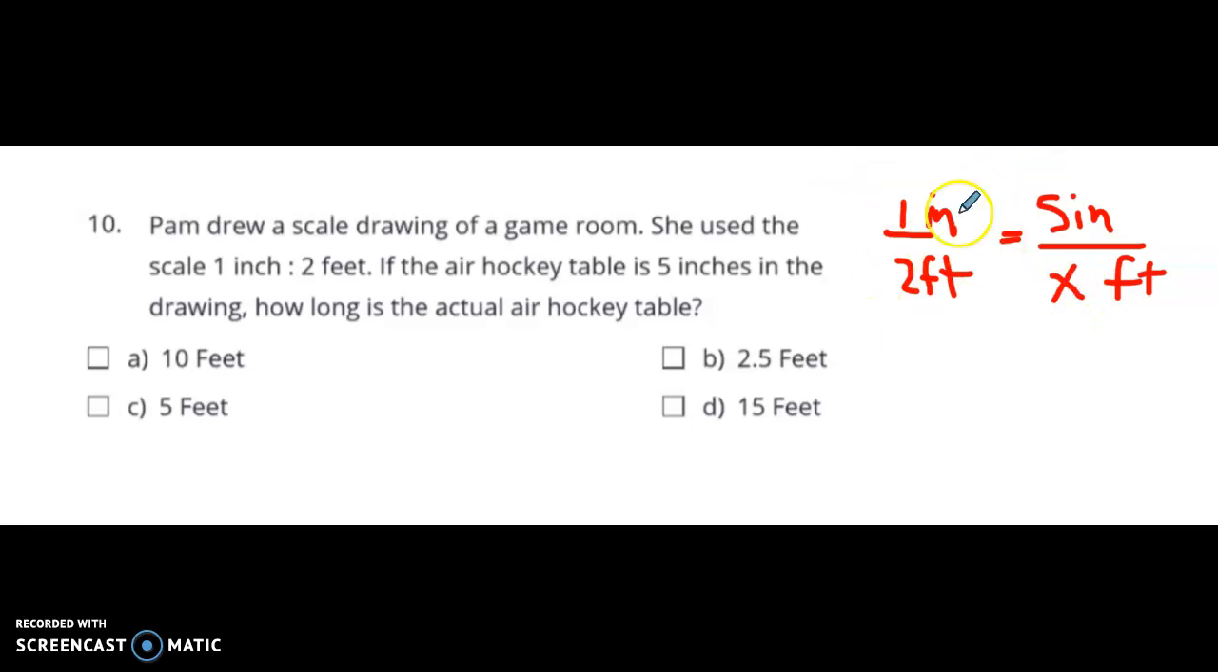Again, we could cross multiply, or we can see 1 times 5, so 2 times 5. To keep it proportional, whatever I do to the top, I gotta do to the bottom. So 2 times 5, our actual length would be 10 feet.